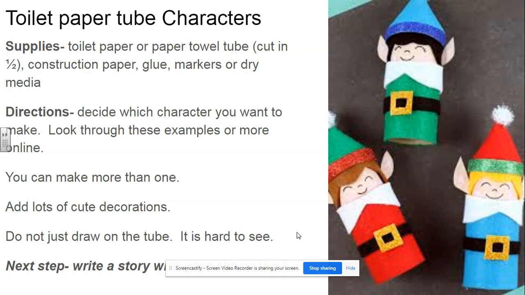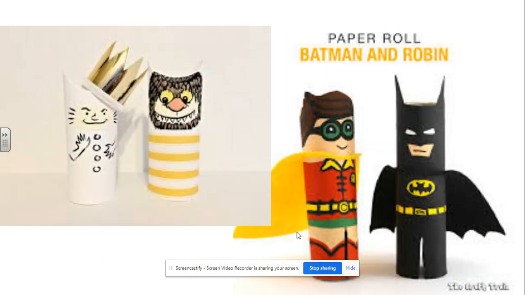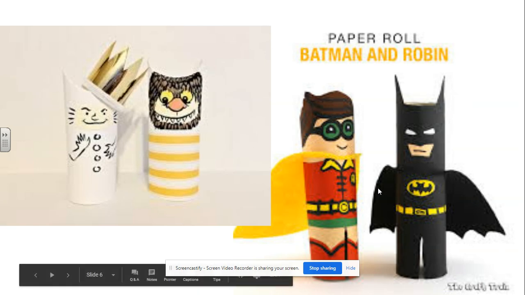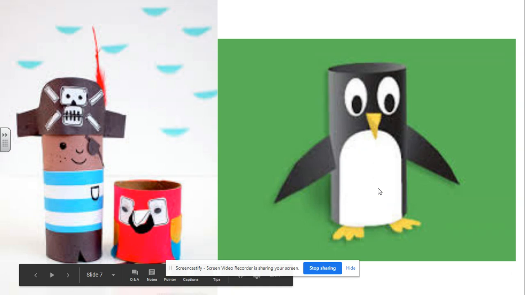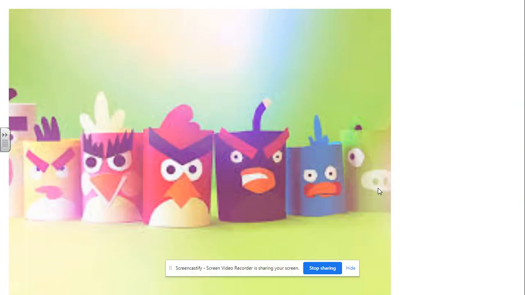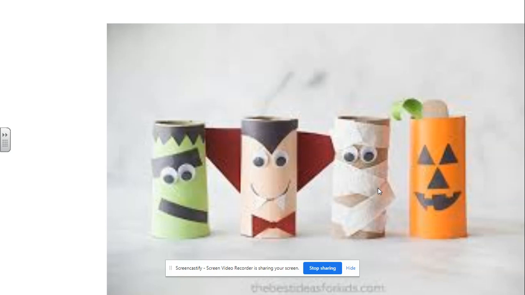These are some examples. You can make a toilet paper tube character. If you don't have toilet paper tubes, you can use a paper towel tube and cut it in half. You can just make one character. You can make a couple more. These are some examples. You could have a duo, superhero duo. These are some that I have found on the internet.